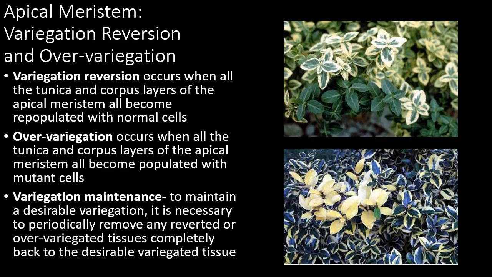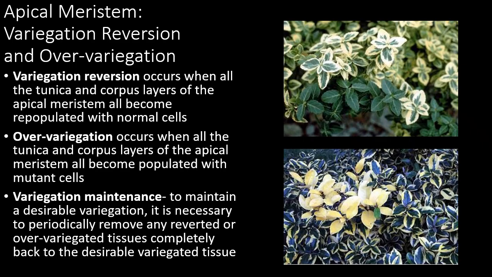The reverse can also happen where we over-variegate, when all of the layers of the apical meristem become populated with the mutant albino cells, and then you end up with leaves that are entirely white or entirely yellow. And this is also undesirable because they're going to tend to not grow super well anyway, because they can't photosynthesize on their own.